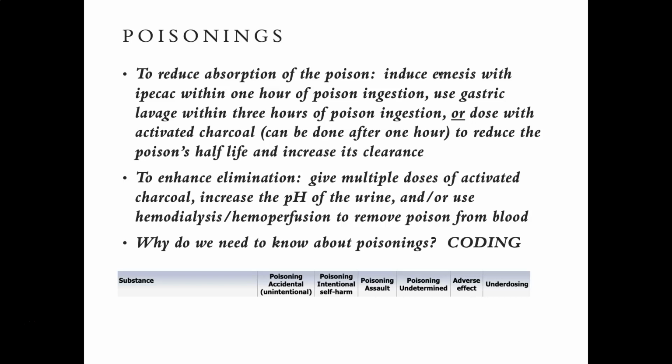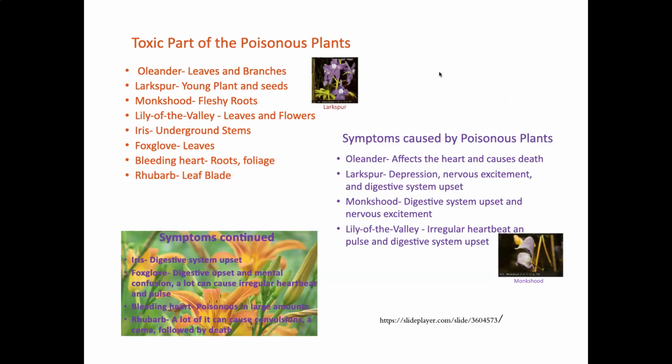Why do we need to know about poisonings? Well, for us in HIM or HIT, it's all about coding. When you go to code, you need to know the substance, and you need to know, was it unintentional, intentional self-harm, was someone assaulted through poisoning, or is it undetermined? Or was this an adverse effect, or was it an issue of underdosing? Because you'll need those for coding.